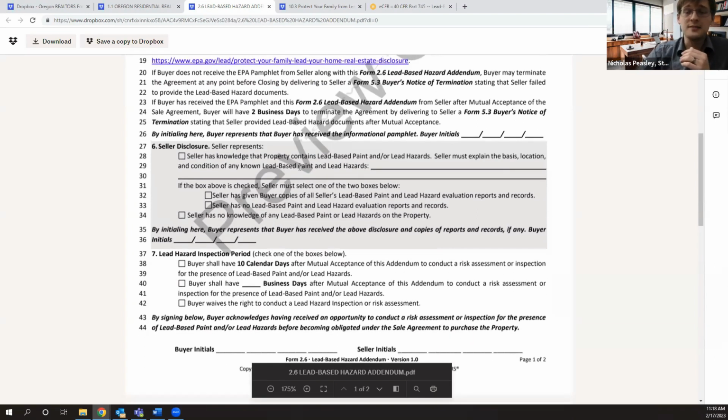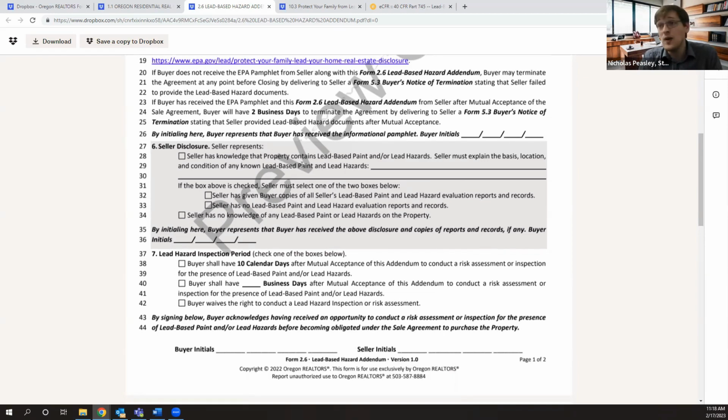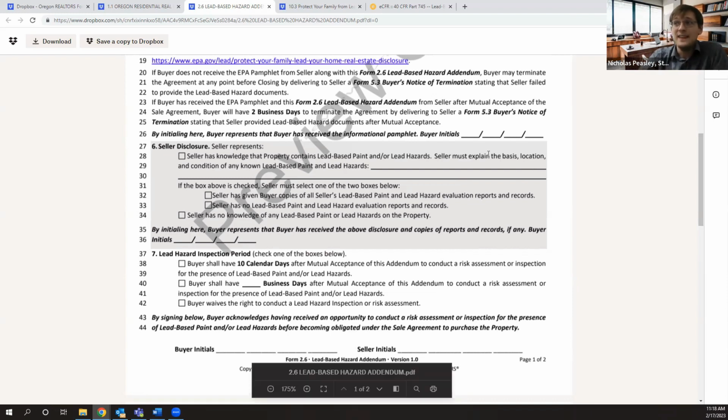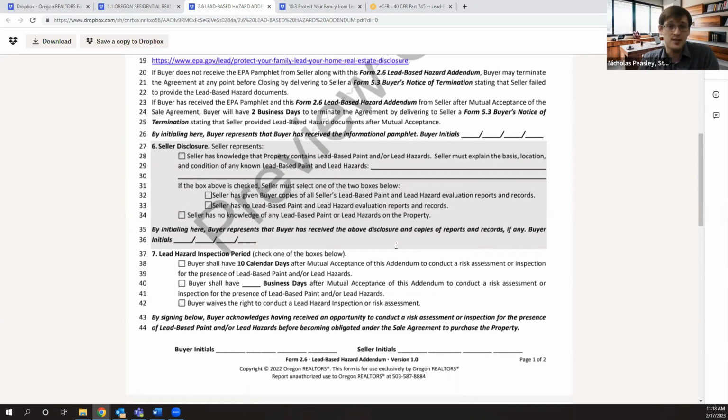There are also seller's disclosures. These are required under 40 CFR 745.107(a)(2) and (a)(3), which require that the seller disclose knowledge of any presence of lead on the property. So if they know of lead hazards on the property, they need to explain the basis, location, and the condition of that lead-based paint or lead-based hazard. So if it's lead paint or it's lead pipes, you should tell them if you know about it.